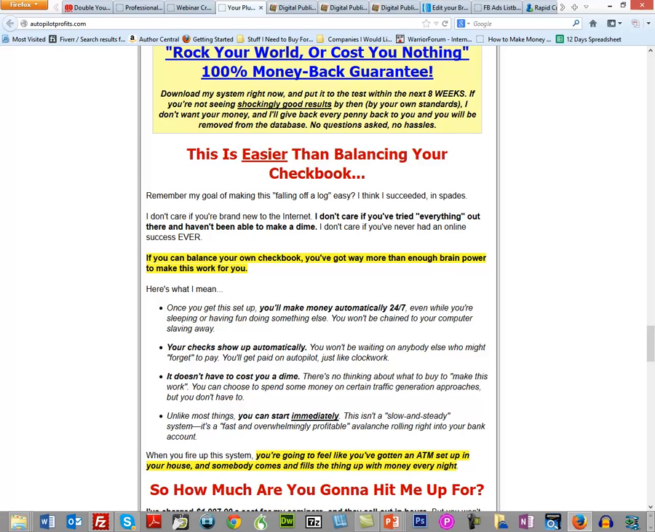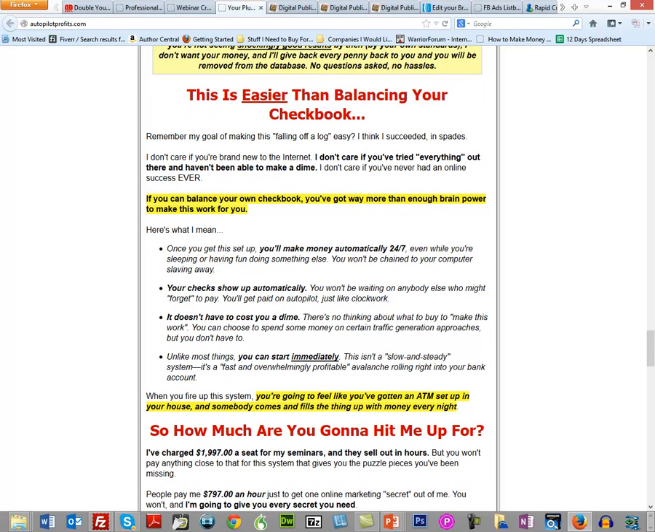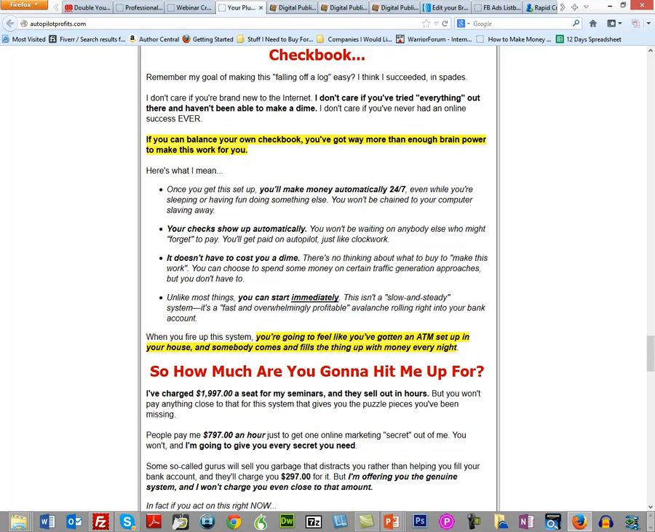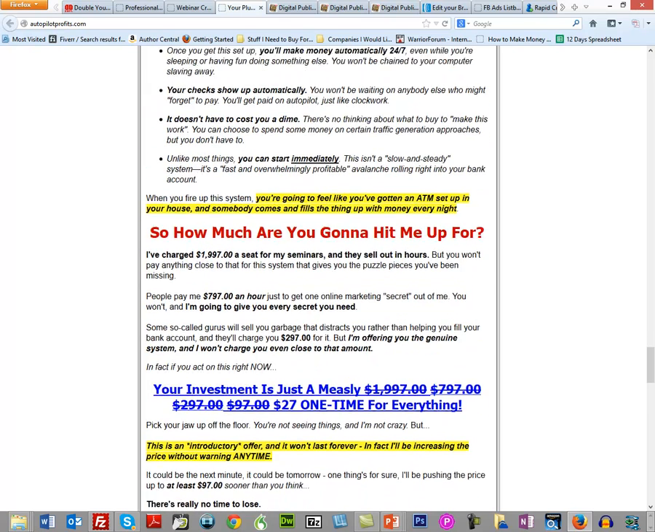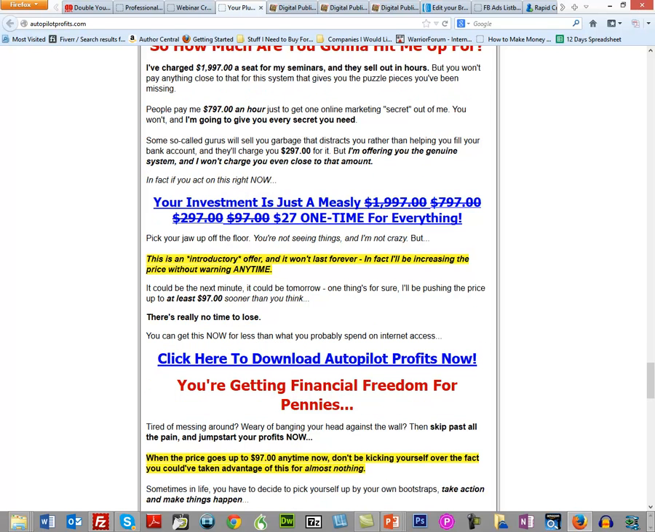Once you get this set up, you'll make money automatically 24/7. Your checks show up automatically. It doesn't have to cost you a dime. Again, you don't have to use this kind of language. You might think that's a little too much hype, and that's fine. You want to use it your way and motivate people to take action. That's what you're trying to do: get them to take action, and take action now.